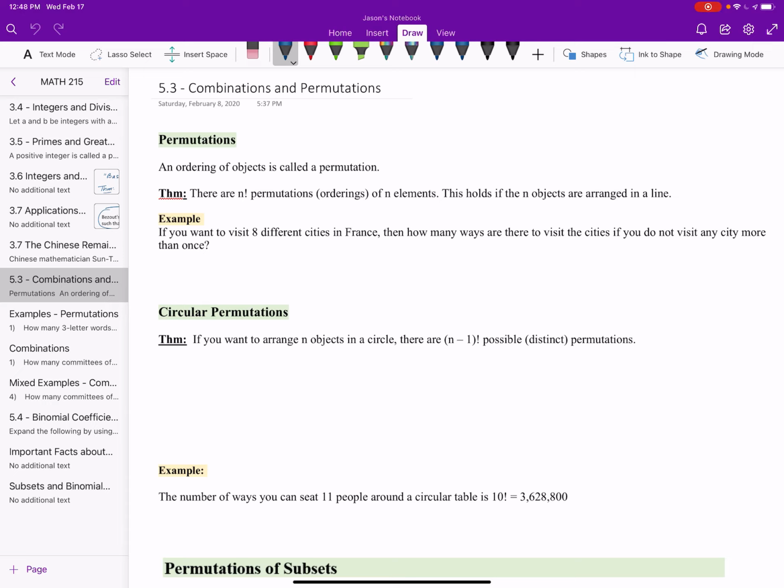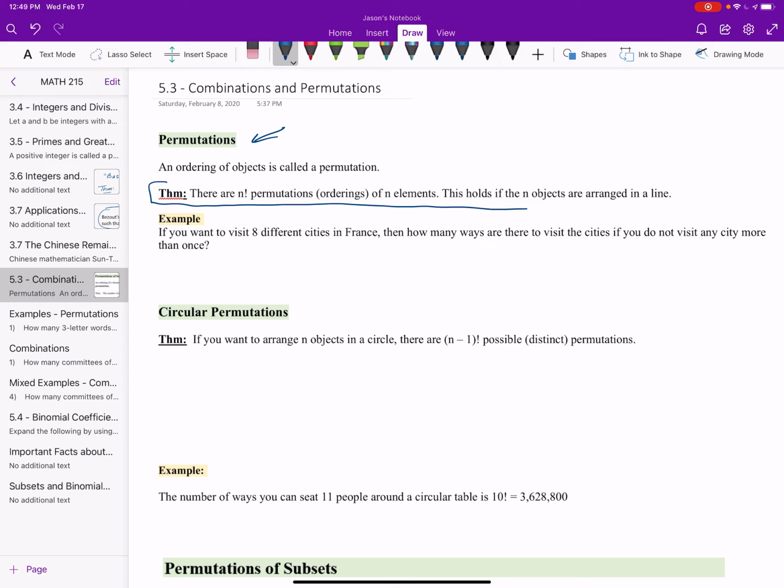All right, so we're going to start talking about combinations and permutations, which are two different ways of counting outcomes. So a permutation, as you see here, just starting at the top, is an ordering of objects. Basically I'm selecting a bunch of objects and I'm putting them in order. And every time I switch the order of even just two of the elements, it's considered to be a different permutation.